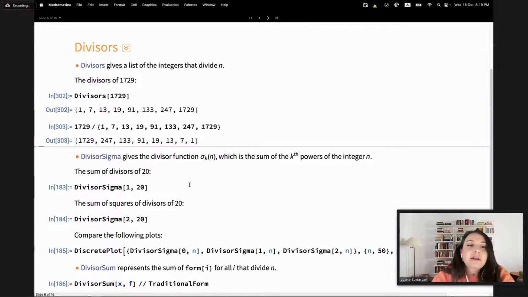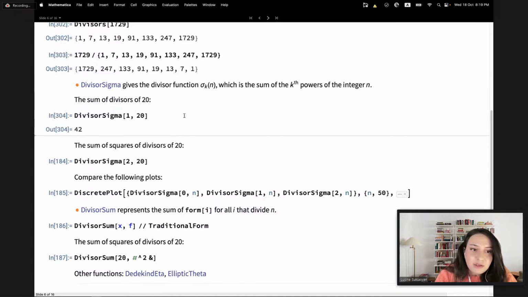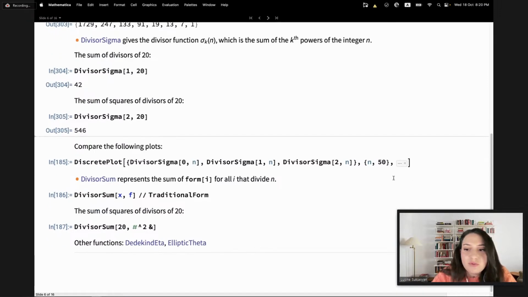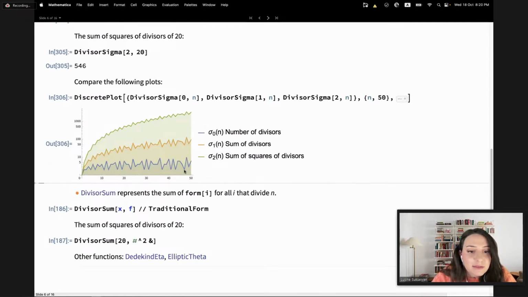The next one is DivisorSigma, which gives the divisor function sigma k of n, which is the sum of the kth powers of the divisors. So the sum of divisors of 20 is just DivisorSigma[1, 20]. The sum of squares of divisors of 20 is DivisorSigma; you just write 2 here, then 20, and you get this number. And we can even do this nice plot and compare the number of divisors, the sum of divisors, and the sum of squares of divisors.